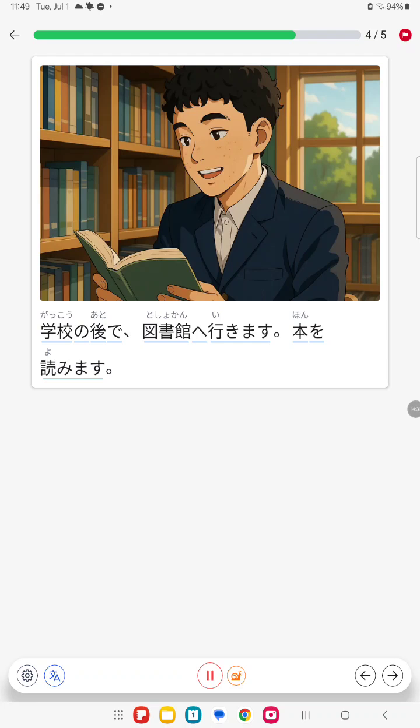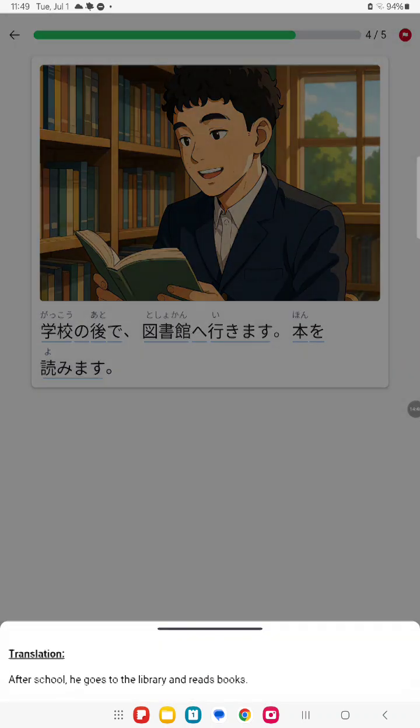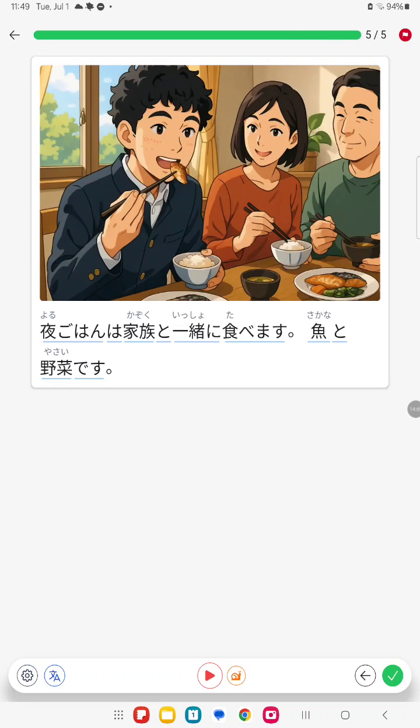学校の後で図書館へ行きます。本を読みます。 So after school, he goes to the library and reads a book. 夜ごはんは家族と一緒に食べます。魚と野菜です。 He eats dinner together with his family. Namely, it is fish and vegetables.